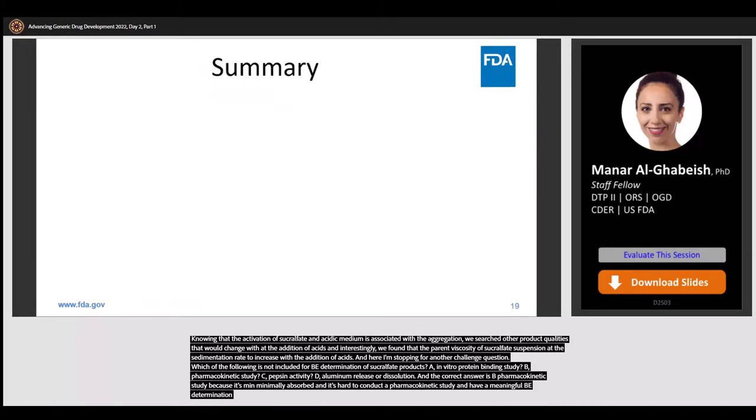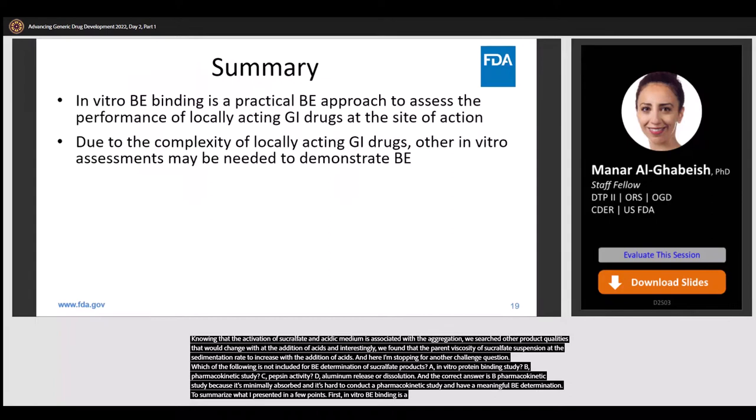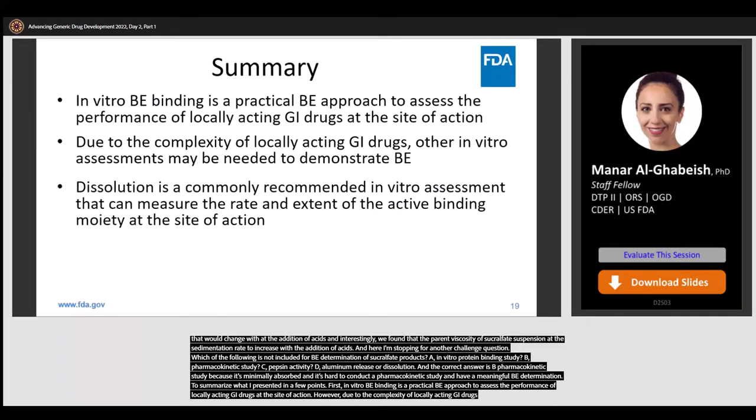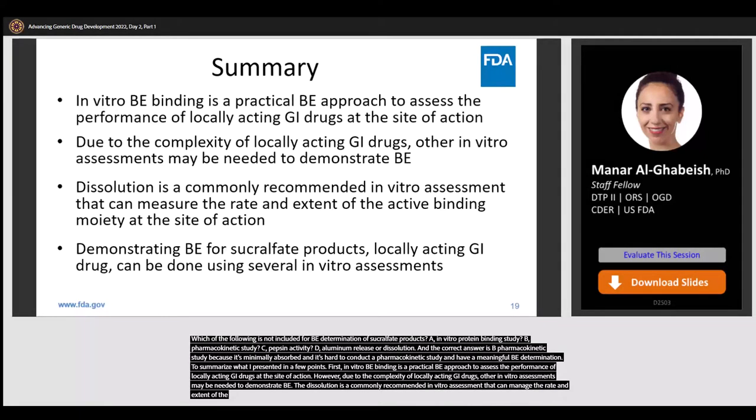To summarize what I presented in a few points, first, in vitro BE binding is a practical BE approach to assess the performance of locally acting GI drugs at the site of action. However, due to the complexity of locally acting GI drugs, other in vitro assessments may be needed to demonstrate BE. Dissolution is a commonly recommended in vitro assessment that can measure the rate and extent of the active binding moiety or related moieties at the site of action. And finally, demonstrating BE for sucralfate products, which is a locally acting GI drug, can be done using several in vitro assessments.